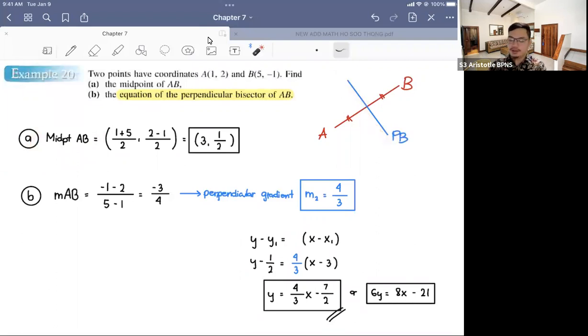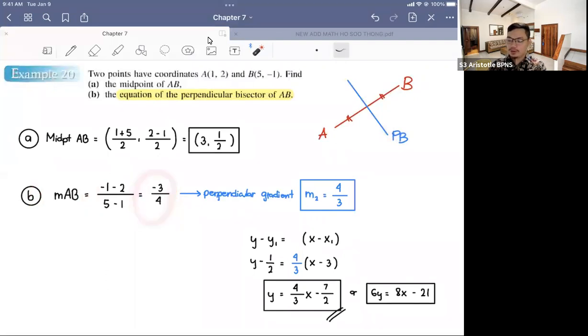You need the gradient. So first, find the gradient of AB, and then you'll get -3/4. Take note, class, that that is the gradient of AB, not the perpendicular bisector. This is where some students get confused. This gradient here is for line AB, not for the perpendicular bisector. Take note, okay? So basically, the gradient of line AB is -3/4.